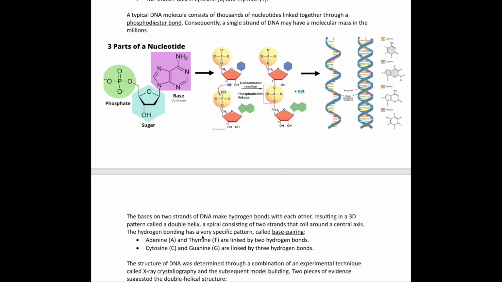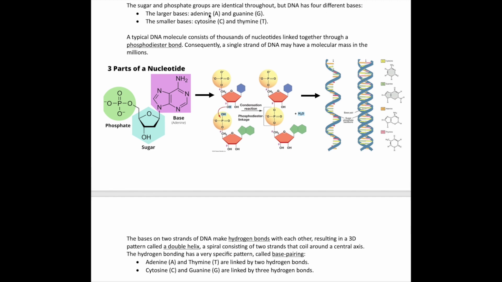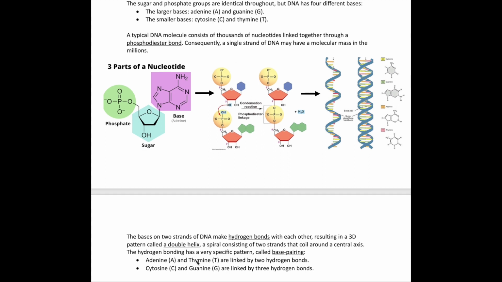The hydrogen bonding pattern is very specific, and that's because the larger base, adenine, can hydrogen bond specifically with thymine, and then the other larger base, guanine, can hydrogen bond with cytosine. So you always have an AT pairing, and then you have a CG pairing. So in this picture right here, you see the specific colors are always paired up together, like green with yellow, and then the red with the orange. They're always paired together, and that's because those are the specific pairing of the bases.